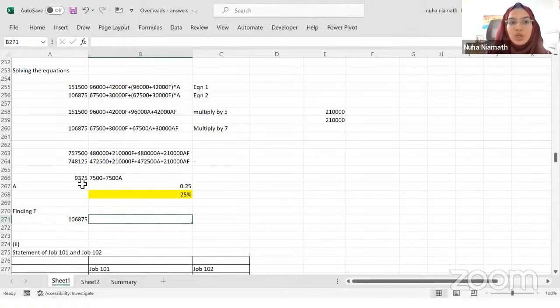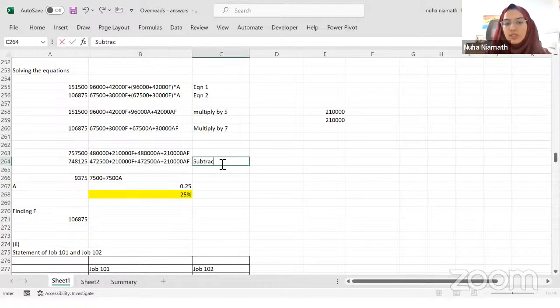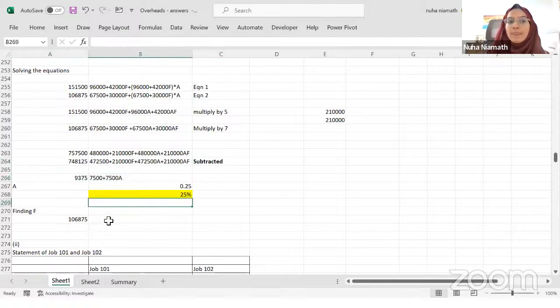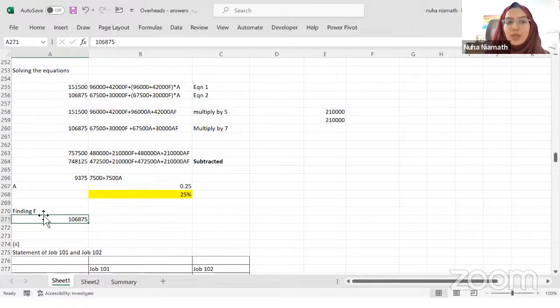After the multiplication, we have only subtracted the two equations. Let me mention it clearly. So we are subtracting equation 1 by equation 2. So 7575 minus 7481, 480 minus 475, so on and so forth. Then we are left with this. Okay. Now we are finding F. So we are putting the value found of A in the equation 2. So let's see what we arrive at.